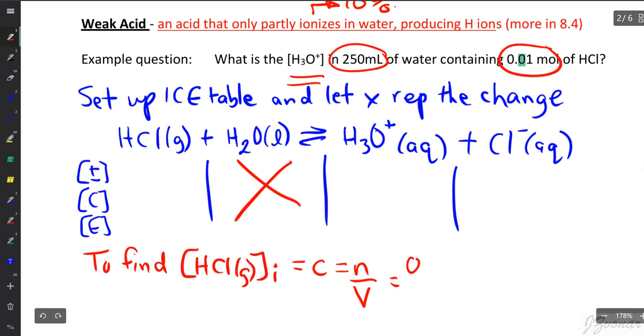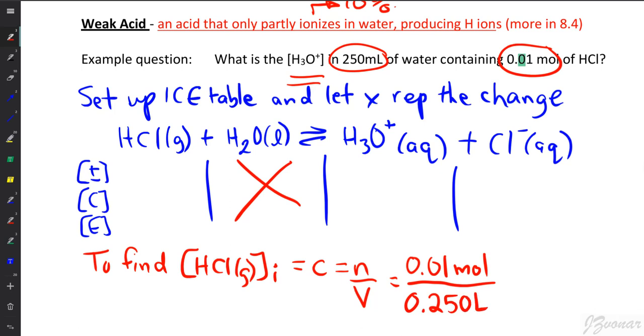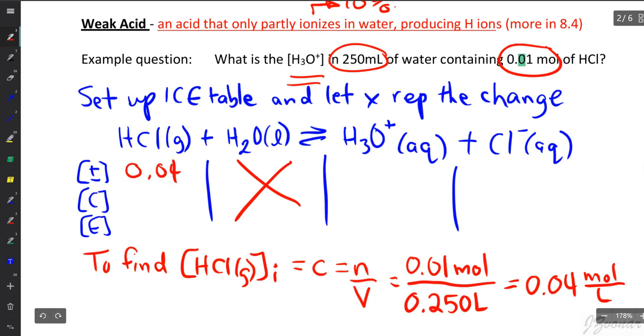We're given the moles, which is 0.01 moles, and we're given the volume, but don't forget, when we use the molar concentration formula, our volume must be in liters. So I convert that to liters in my head, and it gives me 0.25 liters, which tells me that the initial concentration is 0.04 moles per liter, which is this concentration right here. Okay? Initially, on the onset, we do not have any hydronium ions, nor do we have any chloride ions.